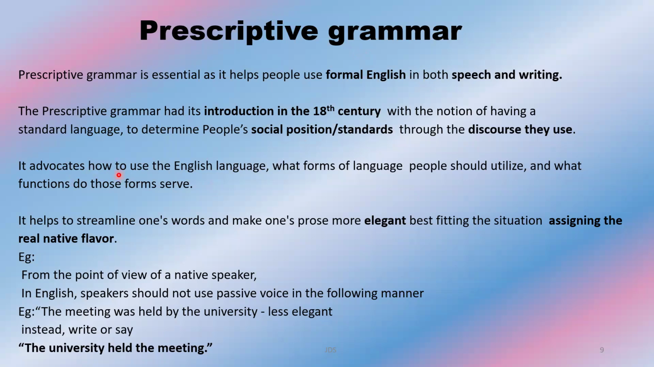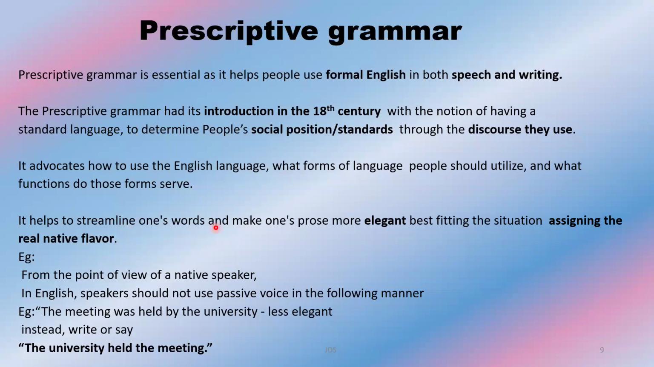See, it advocates how to use the English language, what forms of language people should utilize, and what functions those forms serve. So it was very precise. They expected to use accurate language. Language accuracy was very well focused under prescriptive grammar. Even when the children are taught the language, they expected to teach accurate grammar, accurate vocabulary, usage, everything.